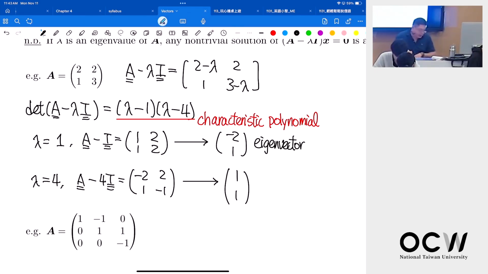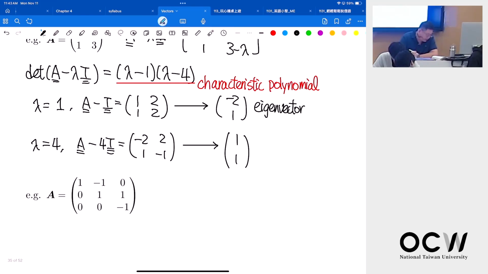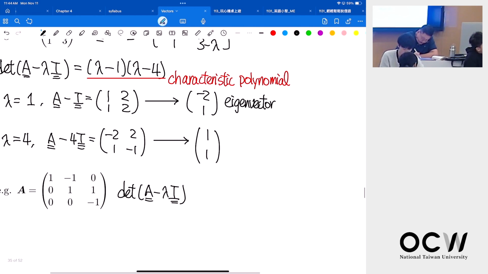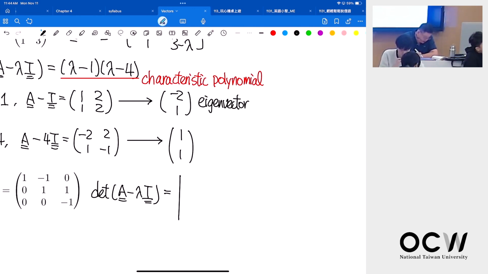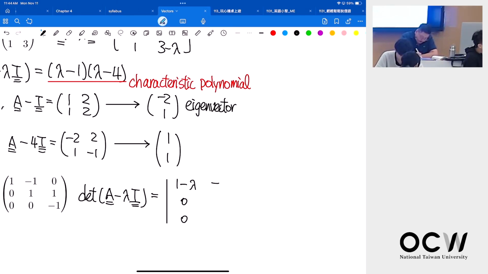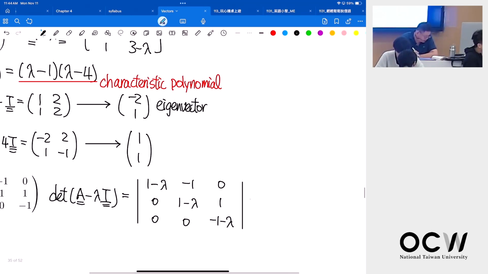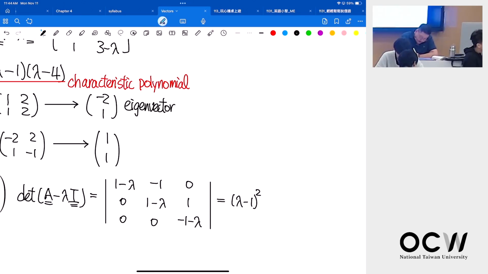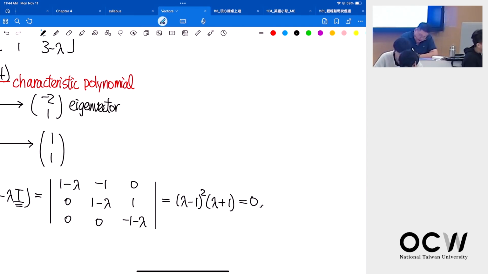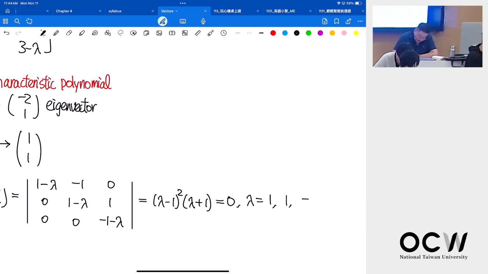Next, let's see the matrix 3 by 3. First, to find the eigenvalue, eigenvector, we need to find the determinant of A minus lambda I. This is 3 by 3, so 1 minus lambda, 0, 0, minus 1, 1 minus lambda, 0, 0, 1, minus 1 minus lambda. Lambda minus 1 squared, lambda plus 1.